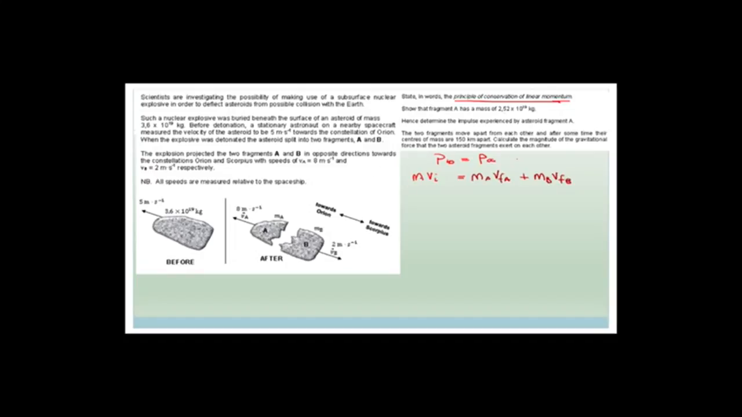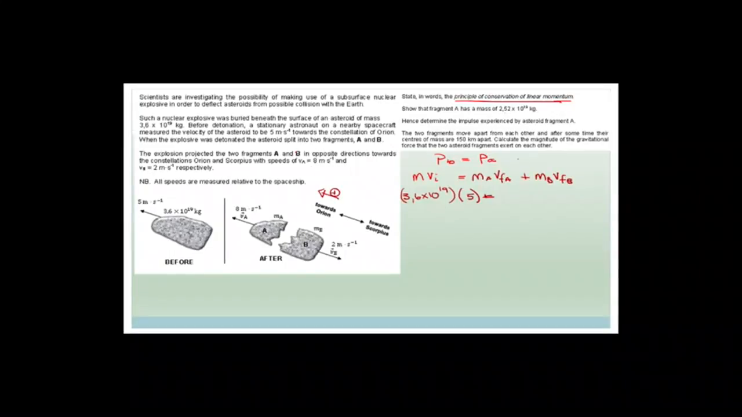So the total mass of the thing is 3.6 × 10⁻¹⁹. Now, because we're working in velocities, we need to decide which direction is positive. Let's choose towards Orion as positive, because that's how we were originally. So that is going to be 5.